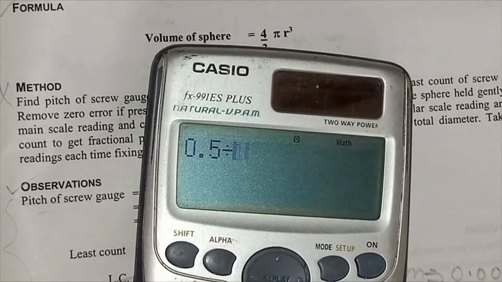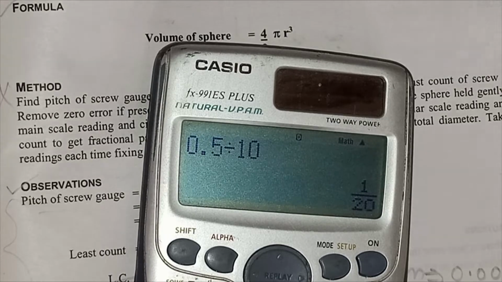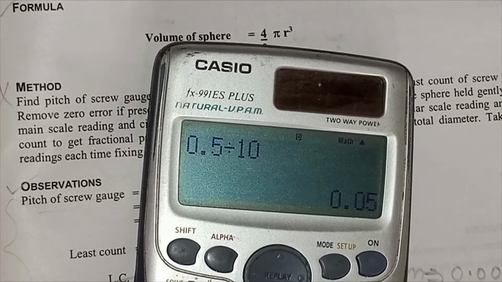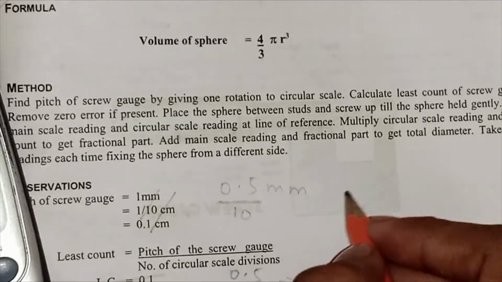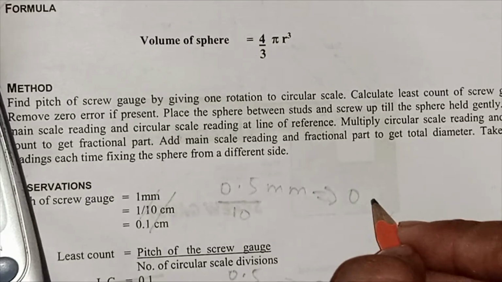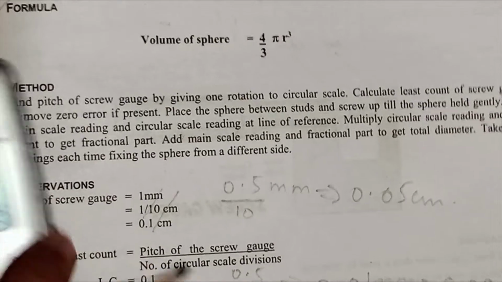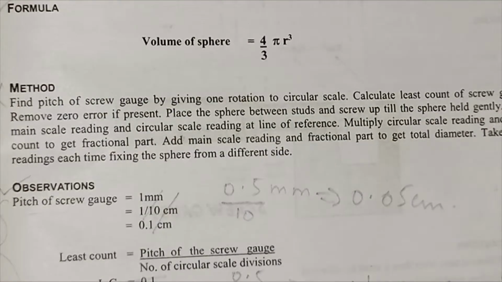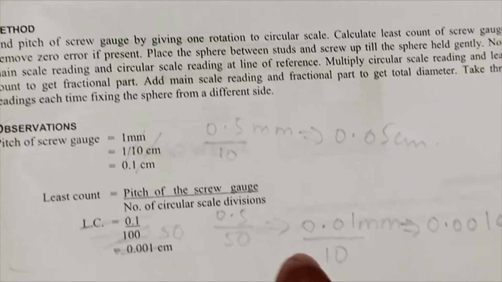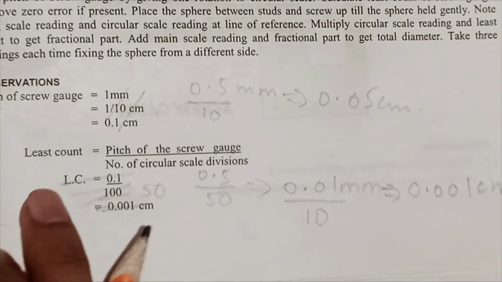0.5 divided by 10. So what will come out? 0.05 centimeter. 0.05 centimeter. Okay, I hope you all are clear. So now it's time to find the least count.